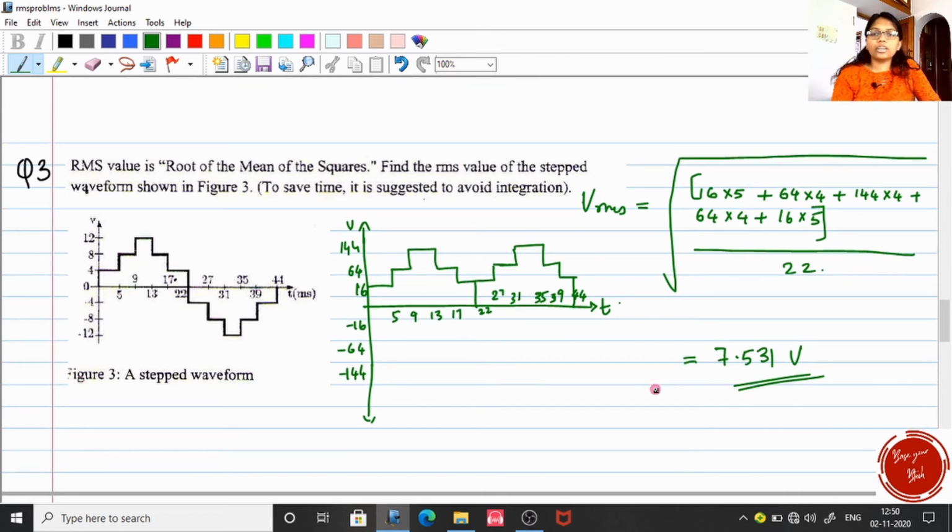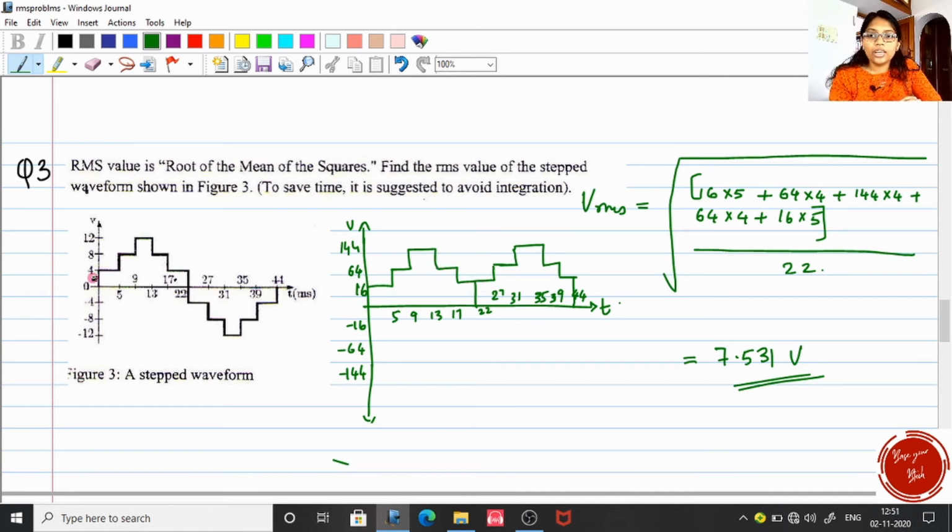This is a different type of question because here we need not apply integration. RMS value is the root of the mean of squares. Find the RMS value of the stepped waveform. To save time, it is suggested to avoid integration. So the very first step to find the RMS value is to square the function. That is, the complete graph is squared and drawn like this.